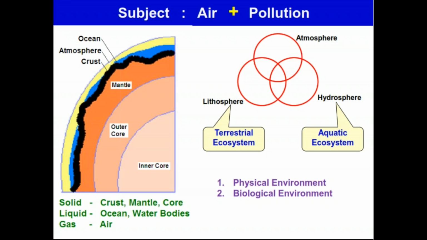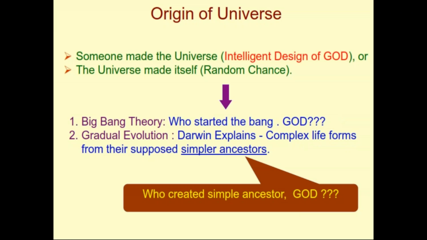Under the outer core or inner core, they have some gases also, and some liquid like water, some water bodies, some oceans. So this total matter is in liquid form. And the gas is the atmosphere, in the air only. So related to air is the atmosphere. We'll discuss the atmospheric conditions and atmospheric pollution. Air pollution is directly related to atmospheric pollution. Also we'll understand how this universe has been originated.